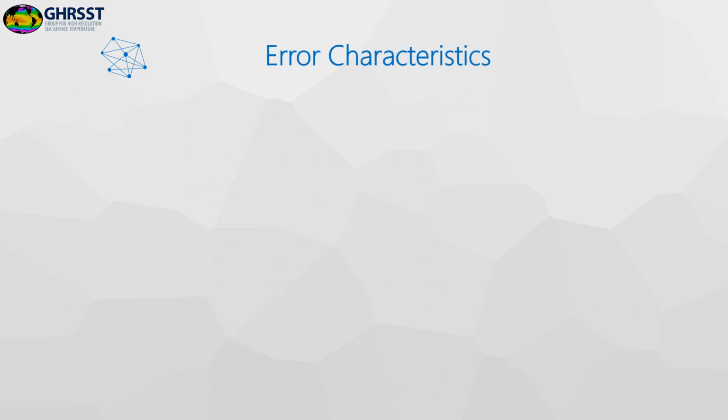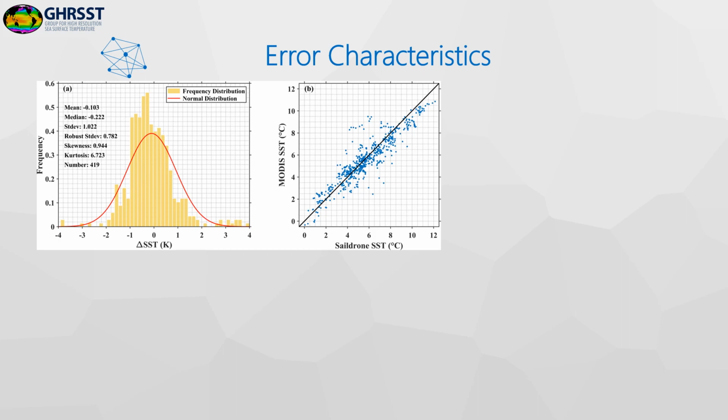And now let's see some characteristics of delta SST. Figure A shows the histogram distribution of delta SST, which is close to normal. Figure B shows the scatter plot of the MODIS and Saildrone derived skin SST, with generally good agreement, but with a few large discrepancies.